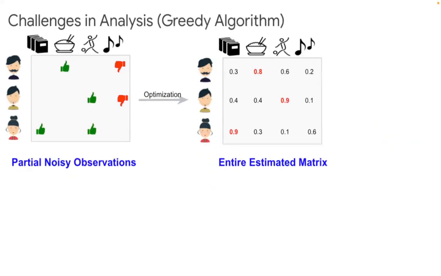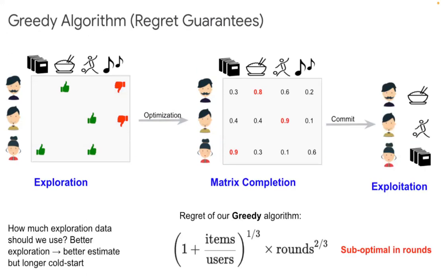Although the greedy algorithm is quite simple conceptually. Yes, exactly. Because we're getting noisy estimates, we have to fix some data from which we can get an estimate of the entire reward matrix. More data leads to a better estimate for any estimator in the presence of noise, right?